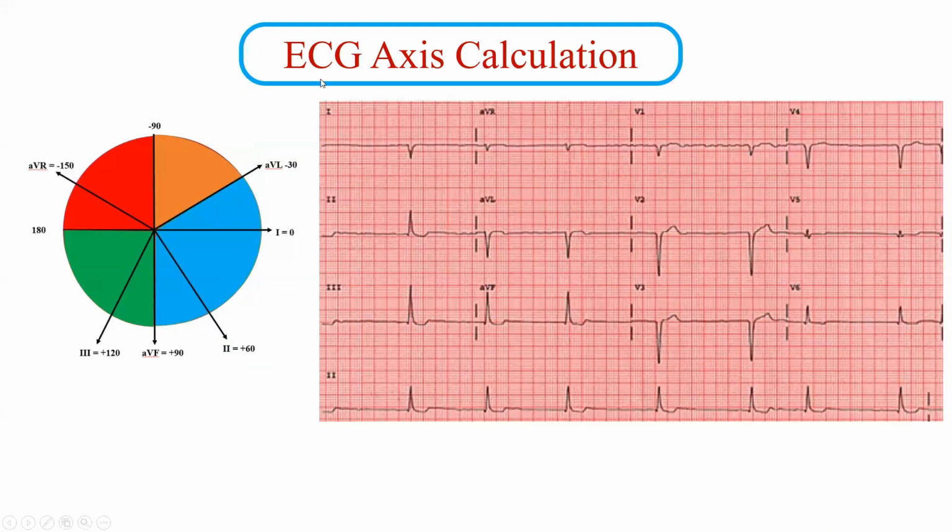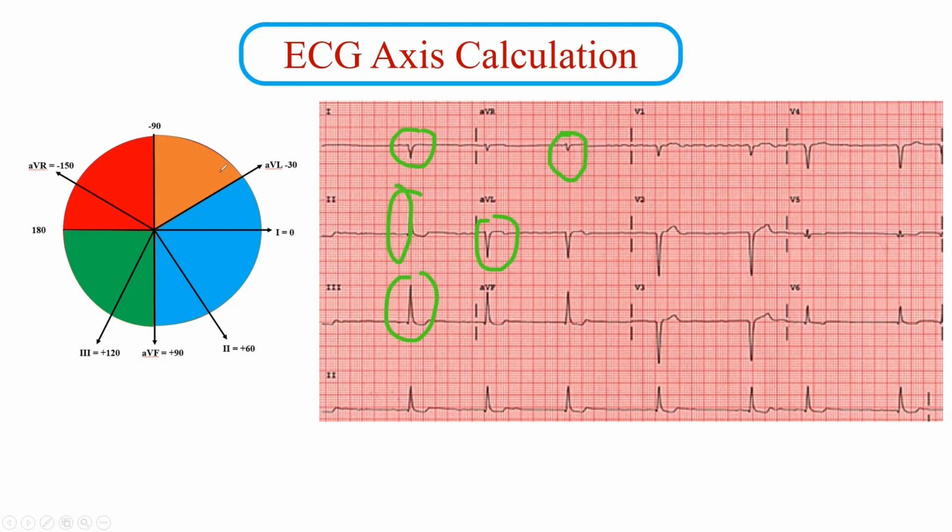Okay, let's look here. All right, now let's determine the isoelectric lead. For me, if we look here, this is negative, this is positive, this is positive, this is negative. The most isoelectric lead seems the AVR. If we look at the AVR here, it is the most isoelectric one.